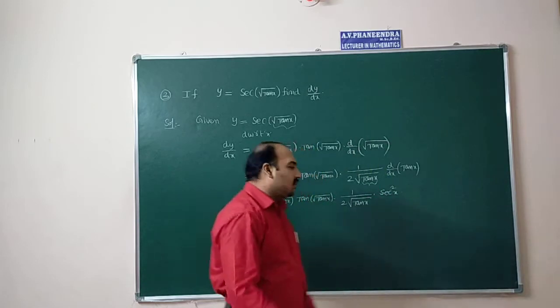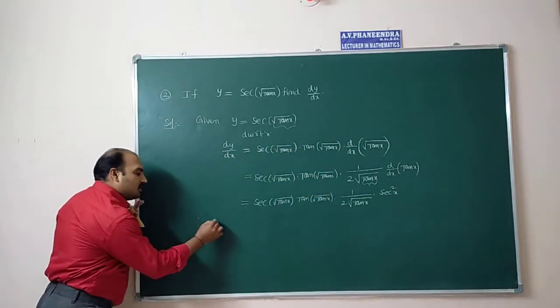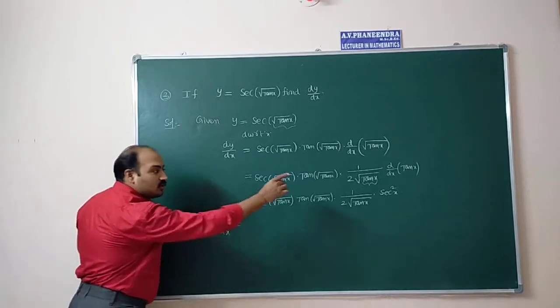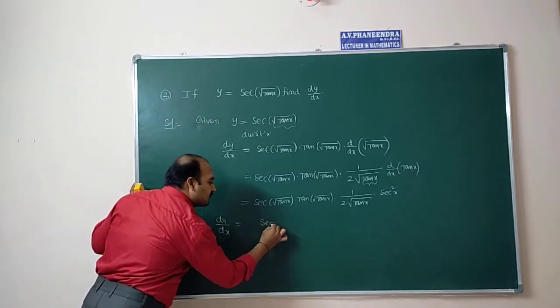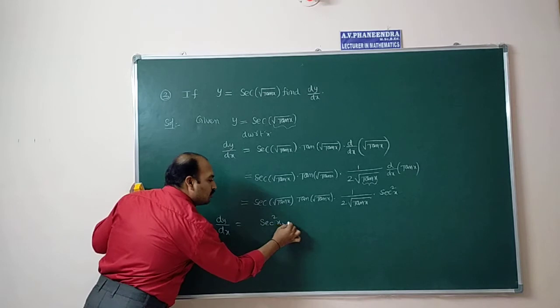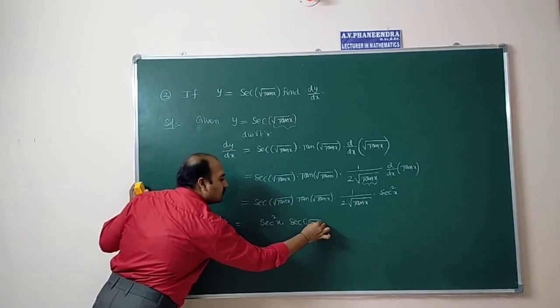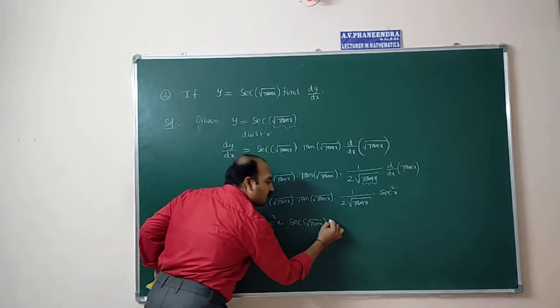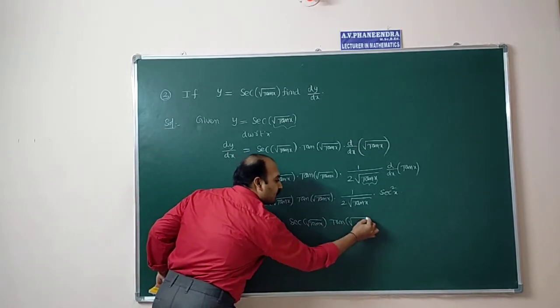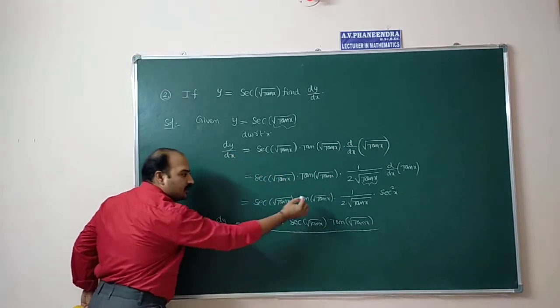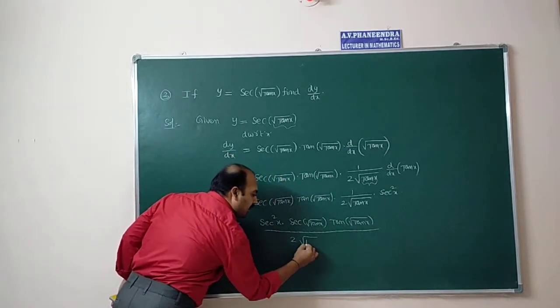Therefore, ultimately, conclusion step, dy by dx equal to secant square x into secant of root tan x into tan of root tan x, whole divided by 2 into root tan x.